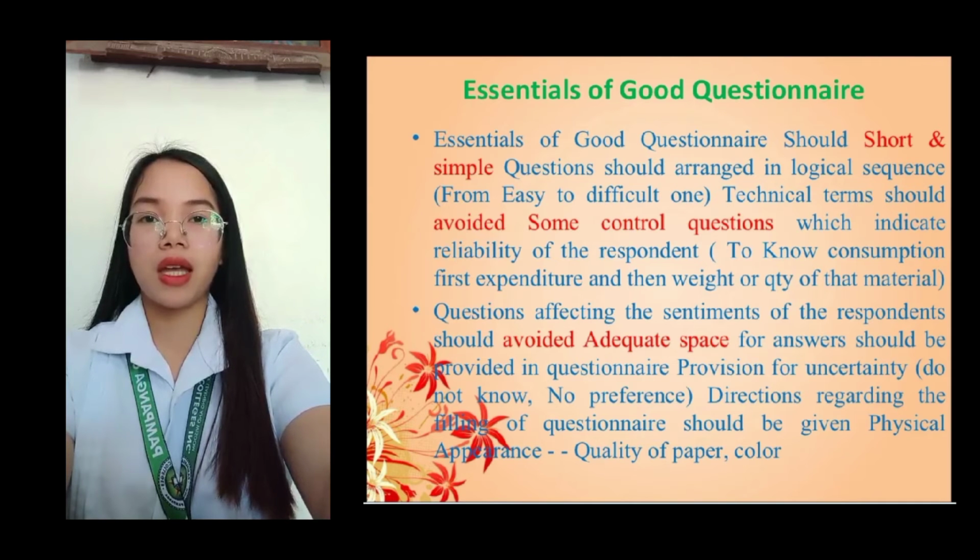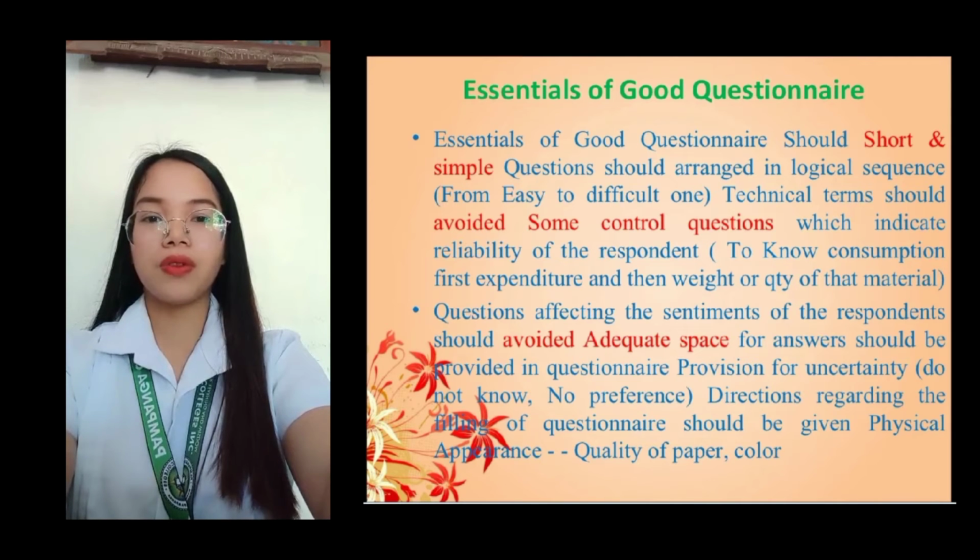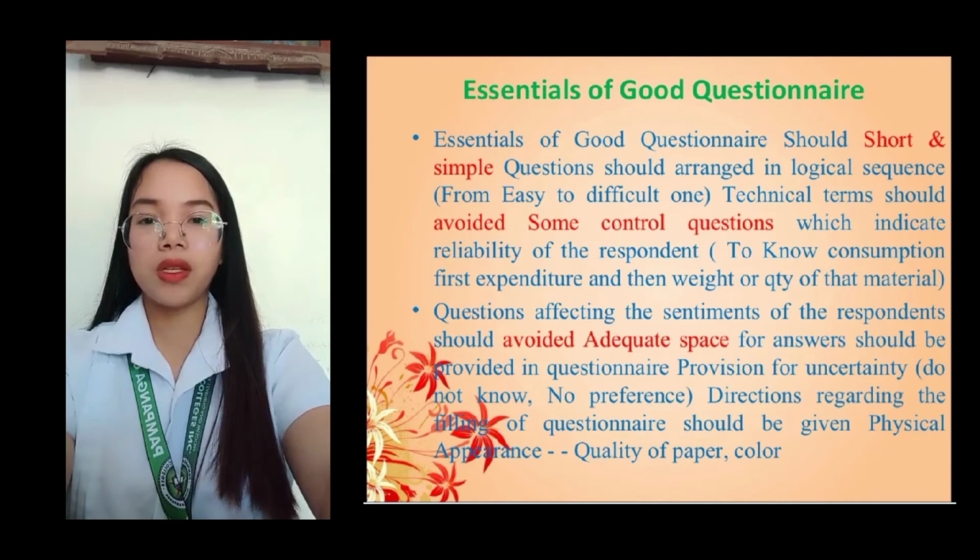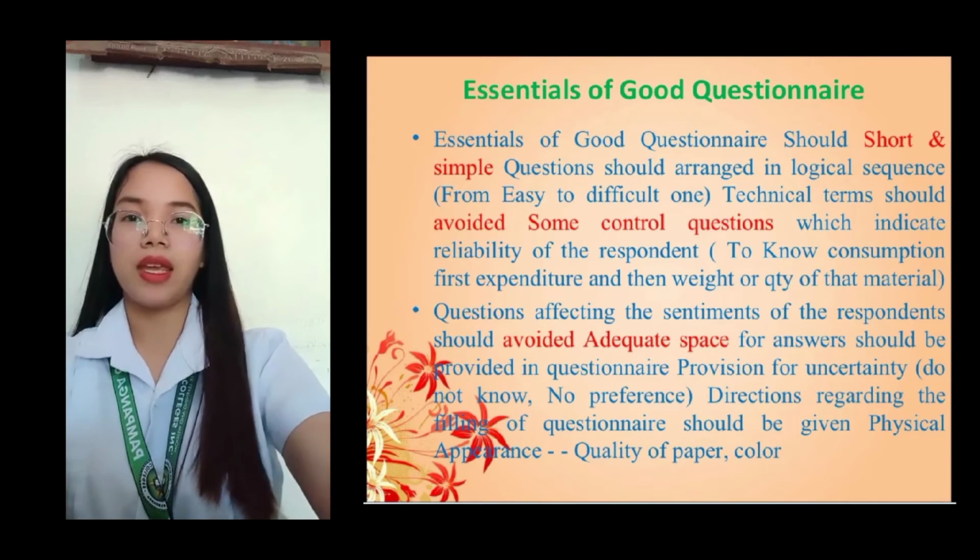Adequate space for answers should be provided in the questionnaire. Provision for uncertainty: do not know, no preference. Direction regarding the filling of the questionnaire should be given. Physical appearance, meaning the quality of the paper and color. That's all. Thank you.